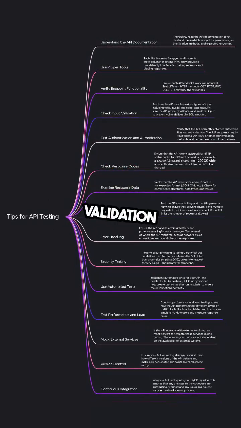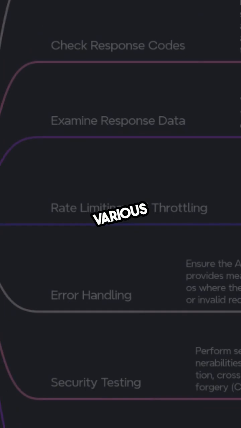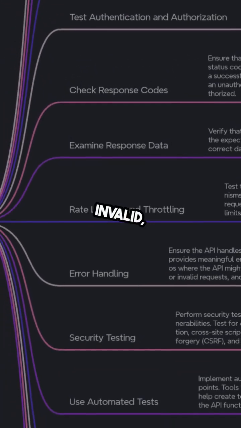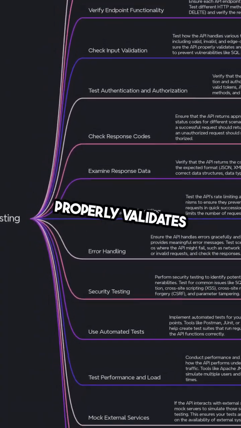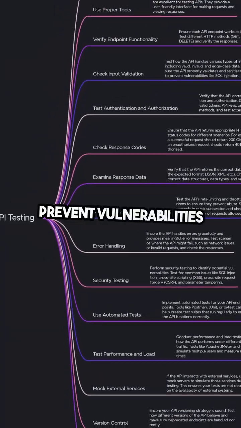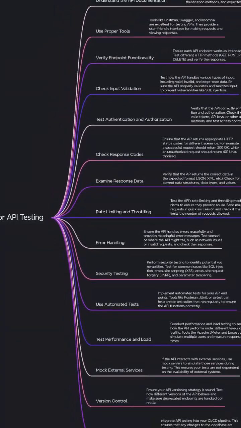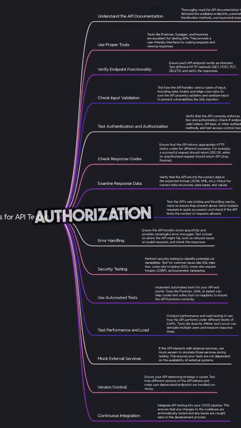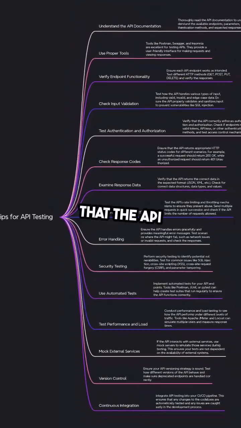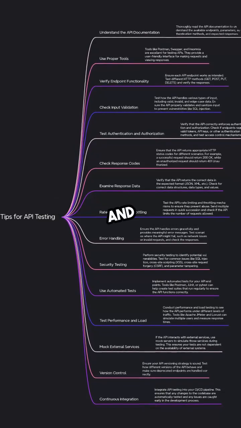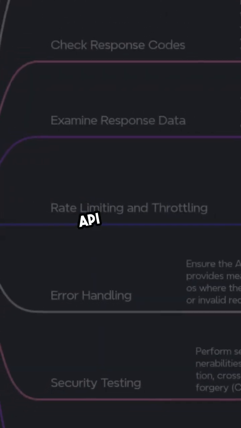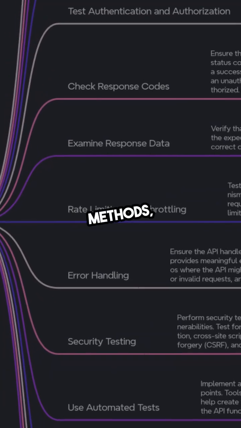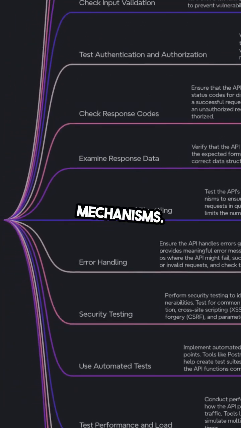Check input validation. Test how the API handles various types of input, including valid, invalid, and edge case data. Ensure the API properly validates and sanitizes input to prevent vulnerabilities like SQL injection. Test authentication and authorization. Verify that the API correctly enforces authentication and authorization. Check if endpoints require valid tokens, API keys, or other authentication methods, and test access control mechanisms.